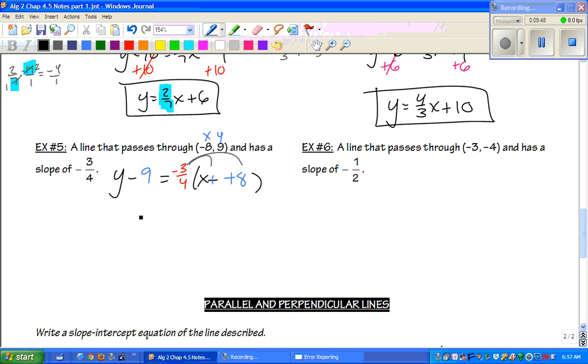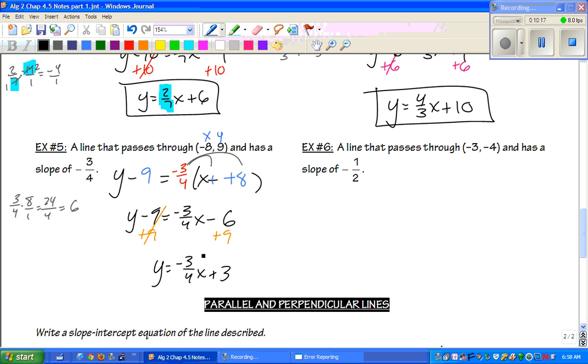So go ahead and distribute. We get y minus 9 equals negative 3/4 x minus, then we got 3 over 4 times 8 over 1, which is 24 over 4, which is 6. And it's a negative 6. Okay, add 9 to both sides. Y equals negative 3/4 x plus 3.